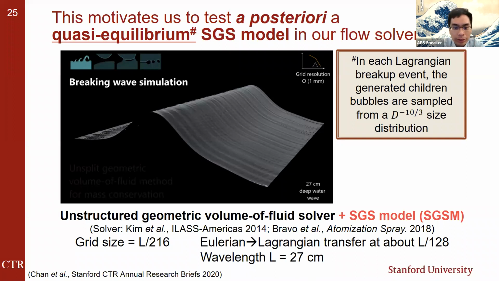We implemented this subgrid-scale model in an unstructured geometric volume of fluid solver. I have a screenshot here of the initial conditions of such a wave. This solver is documented in these references here. The grid size of this simulation is approximately a 216 cube simulation. And the Eulerian to Lagrangian transfer occurs at approximately 2 to 4 times the grid size. I just wanted to state here that the wavelength we're simulating is a 27 centimeter deep water wave, slightly smaller than the experimental waves I was talking about earlier.